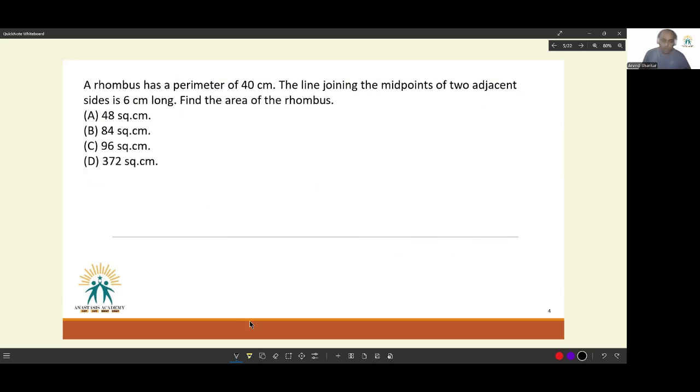Okay. Next question. A rhombus has a perimeter of 40 centimeters. The line joining the midpoints of two adjacent sides is 6 centimeters long. Find the area of the rhombus. A rhombus has a perimeter of 40 centimeters, which means the length of every individual side is 10 centimeters. Now we are told the line joining the midpoints of two adjacent sides is 6 centimeters. So this here is 6.